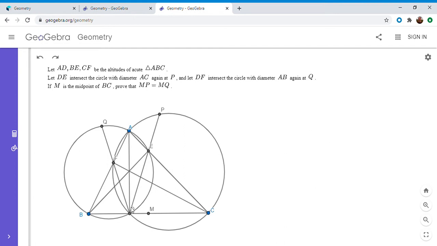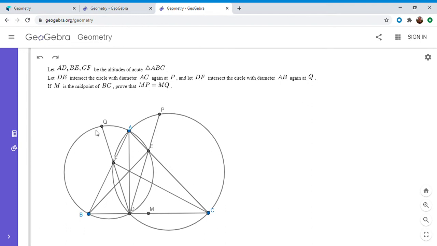So AD, BE, and CF are the three altitudes of a triangle ABC. And then if you draw the circle with diameter AC, DE intersects that circle at point P. And if you draw the circle with diameter AB, DF intersects that circle at point Q. And if M is the midpoint of BC, we want to show that MP is equal to MQ.